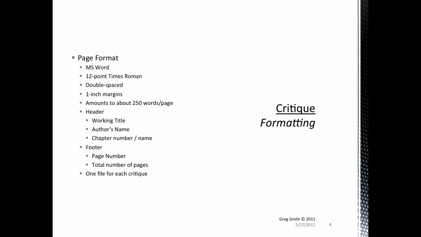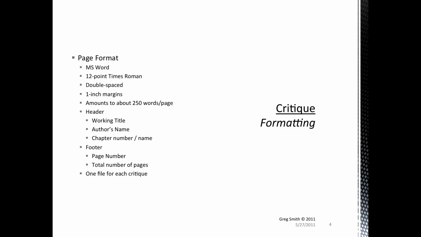You'll want to put a nice header on each page. The header should contain a working title, the author's name, and also the chapter number or title. In the footer, you'll want to put a page number and the total number of pages in the file. We also recommend that you have just one file for each critique. One of the things that we've run into is people who send their entire manuscript to their critique partners and then direct them to critique a range of pages. We think this is a bad idea.